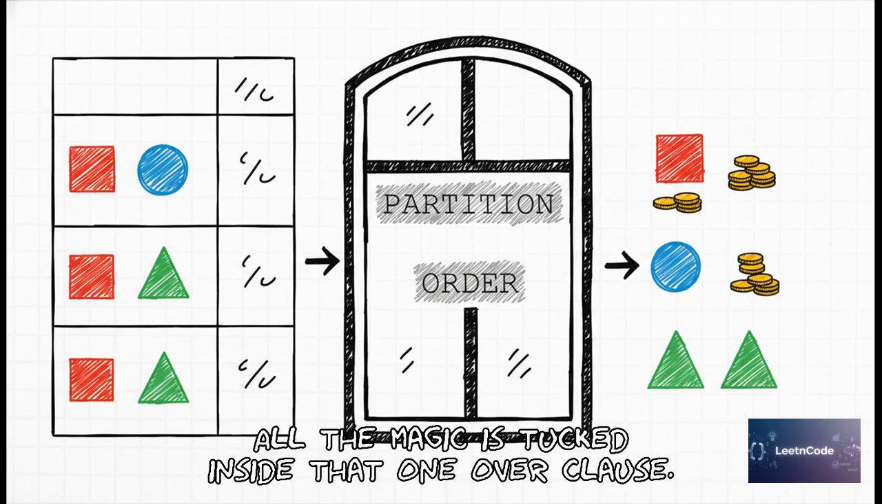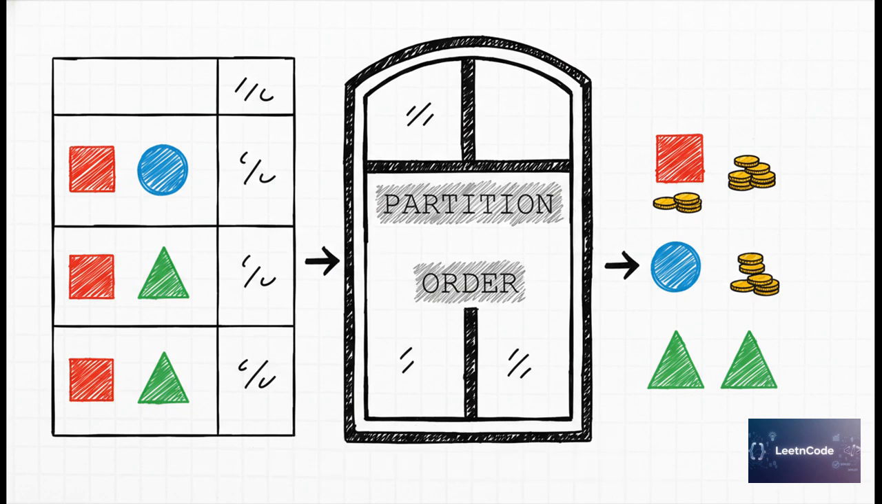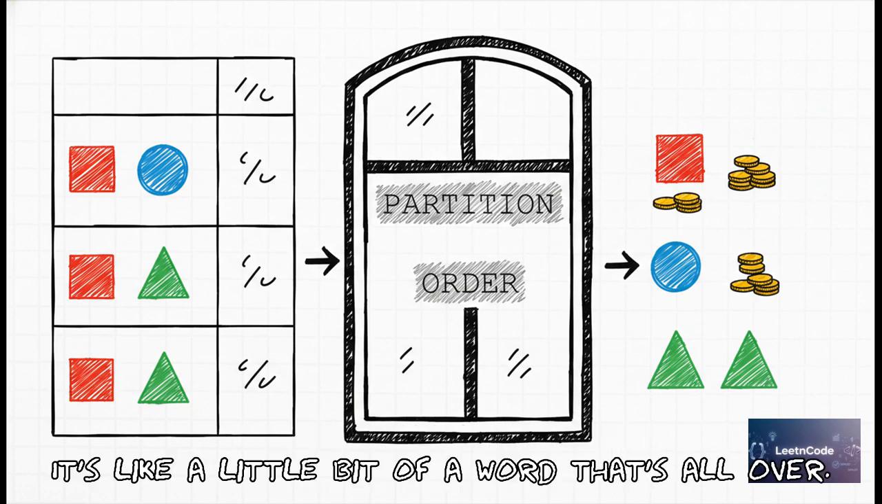All the magic is tucked inside that one over clause. You can literally read it like an English sentence. Get me the sum of games played over a window that's partitioned by player and ordered by date. It perfectly describes what we want to do.